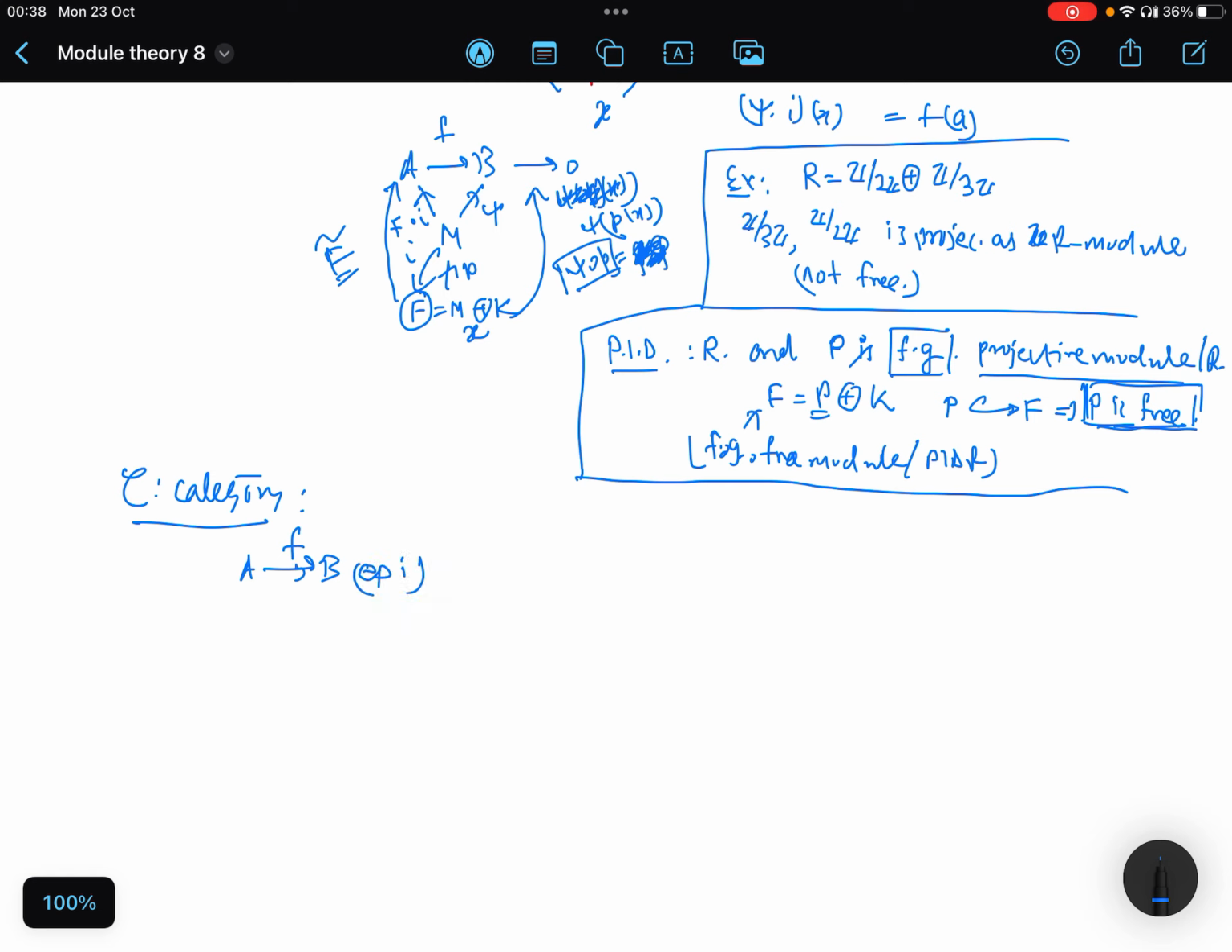So if you have an arrow F from A to B, and given any arrow phi from M to B, if there exists an arrow psi from M to A such that if you take psi and then compose it with F, you get phi, then this implies M is a projective object.